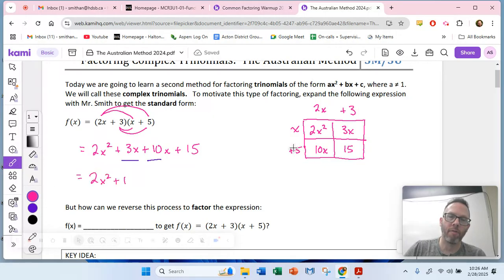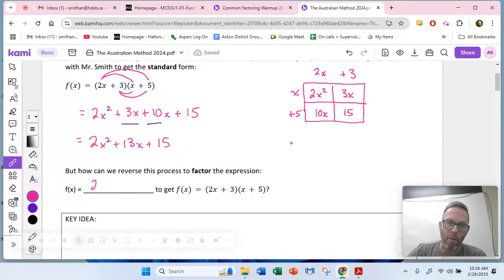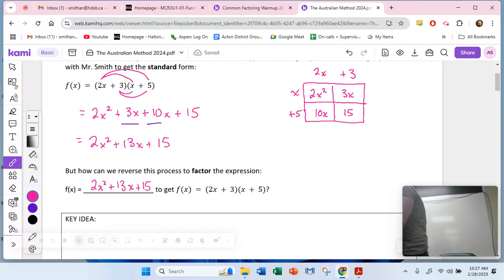2x squared plus 13x plus 15. You guys get that too? All right, so we're asking the question today: what if you wanted to go back in reverse? What if you were given 2x squared plus 13x plus 15 and you were interested in factoring, so say that you could find maybe some x-intercepts. So the question today is, how do we reverse this process to factor if we start with 2x squared plus 13x plus 15? How can we go backwards to get (2x plus 3)(x plus 5)?